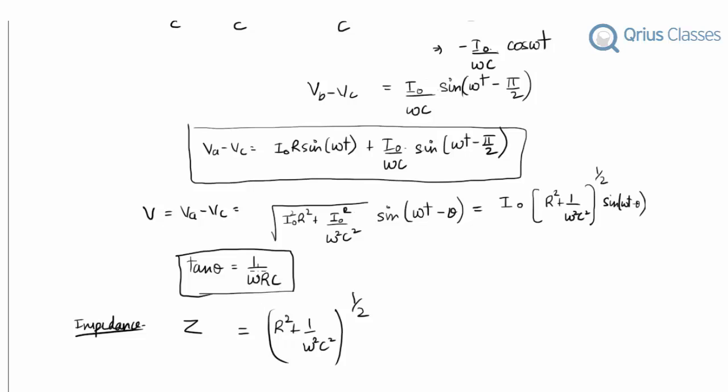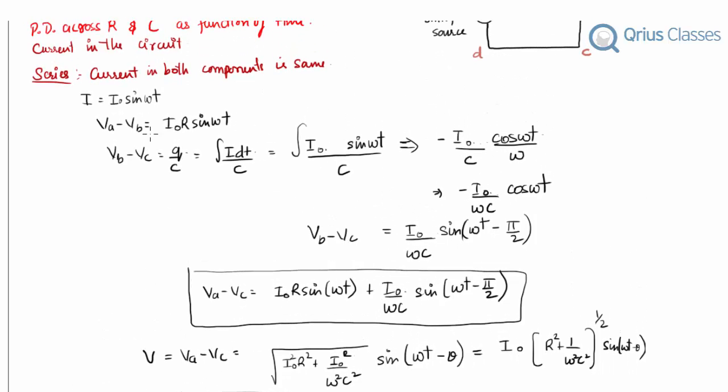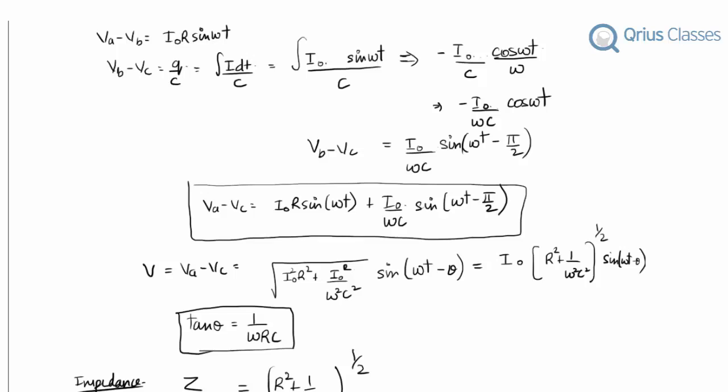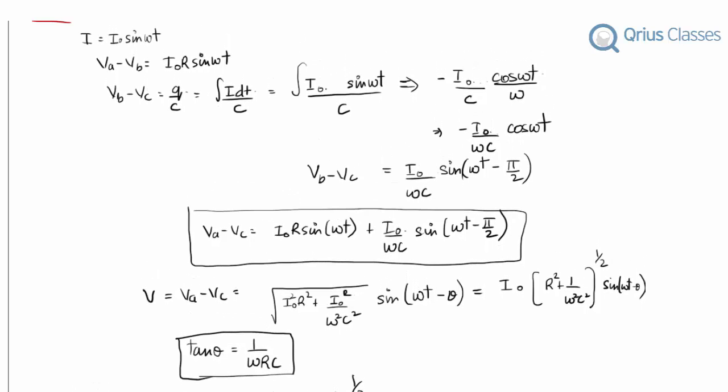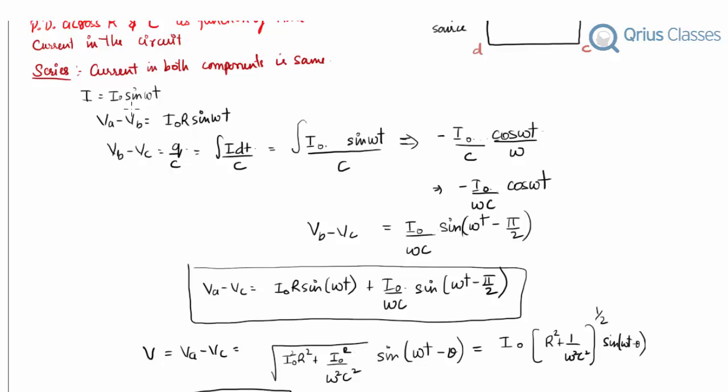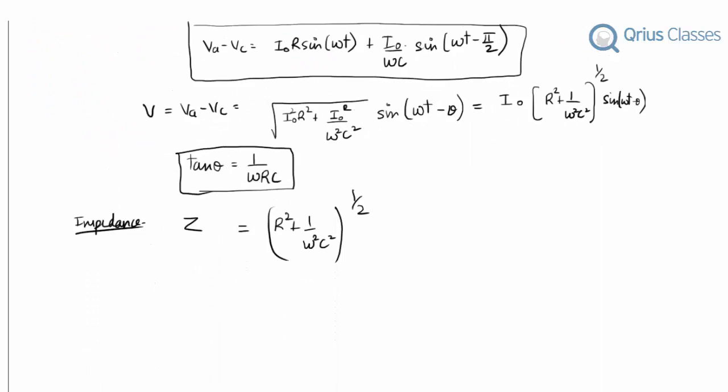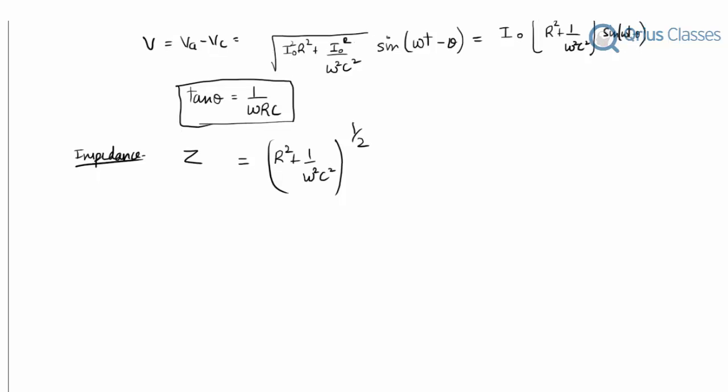This will be the impedance of the circuit, and let us see what these equations mean. We have a current flowing, I equal to I naught sine of omega t. At t equal to 0 we have a current of 0, and it increases till 1/4 of its time period. Then it starts to decrease in the second part, keeps decreasing in the third part, and then starts to increase and comes to 0.